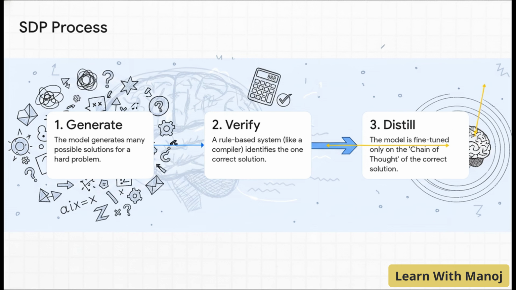First, the AI will generate, say, 100 different ways to solve a really hard math problem. Next, a simple checker, like a calculator, zips through all the solutions and finds the one single path that actually worked. And then finally, this is the distillation part, the model retrains itself, but only on the chain of reasoning that led to that one correct answer. It's literally learning from its own success and throwing out all the failures.